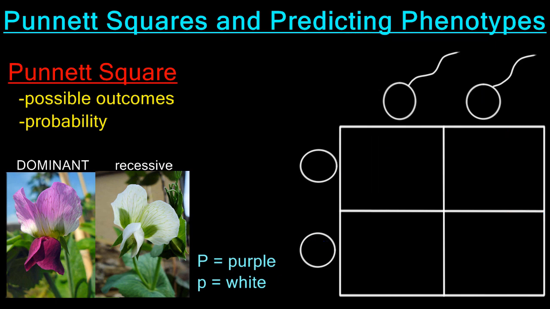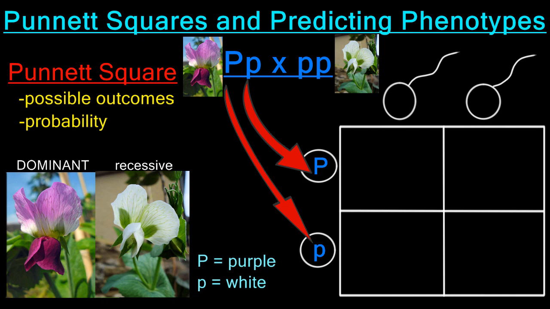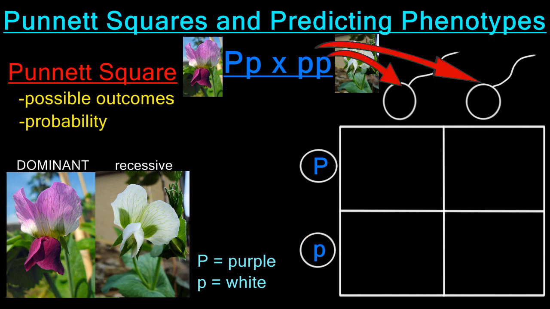Let's do another example by crossing a heterozygous individual with a homozygous recessive individual. The cross in this case would look like this: big P, little p, times little p, little p. The heterozygous individual can go on the left side of the Punnett square. According to the law of segregation, half of this individual's gametes would have big P, and half would have little p. The homozygous recessive individual will go on top. We separate the letters to show each gamete has one little p due to the law of segregation.